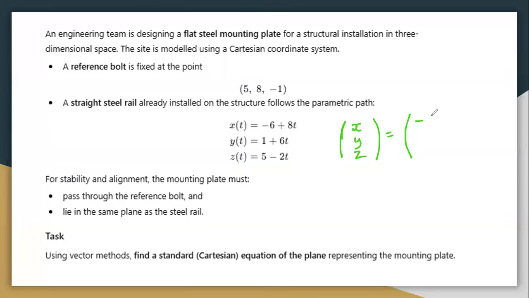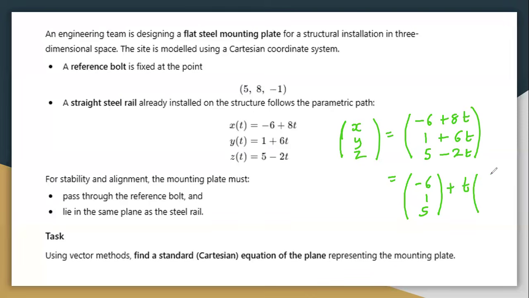So you can first write it even in this format. Negative 6 plus 8t, 1 plus 6t, and then 5 minus 2t. And you know very well that this is the same as negative 6, 1, 5. Now here you'll have your plus. Here the parameter is t into 8, 6, and negative 2. And this is your line. So we say that this point here is the known point on the line, and what we have this side is the directional vector. Hope that is okay.